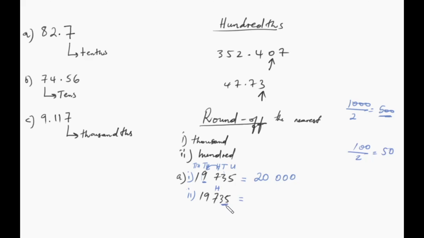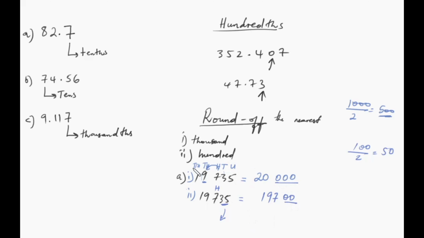So what do we do with these two numbers? We add zeros for them because they are going to disappear. Now, this 35 here should be greater than 50. If it's less than 50, then we round it down. So when we round it down, we convert it to 0 and forget about it. So now we will be left with 197. We put it here. So this number now is this one to the nearest 100. To the nearest 1000, you start with 3 zeros. To the nearest 100, you start with 2 zeros.